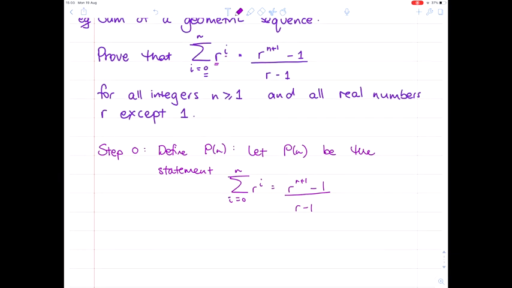So for the moment, what this should actually have over here is a 0. And this tells us that our base case is going to be 0. So our step 1 is to prove that P0 is true.